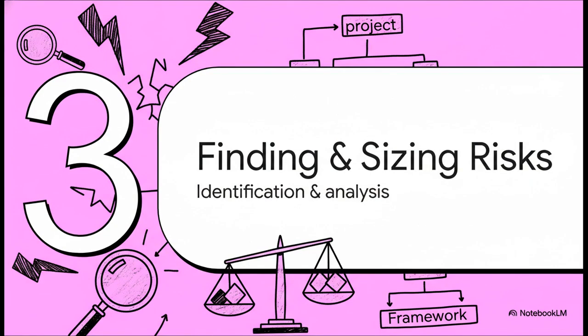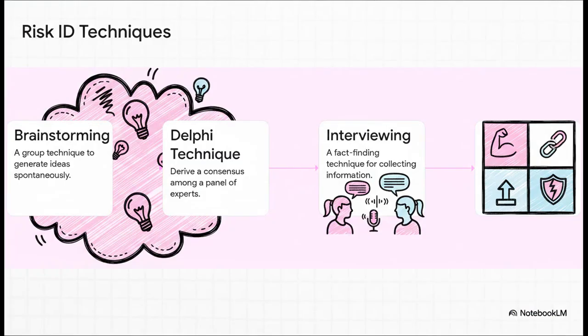So once you have that framework built, it's time to roll up our sleeves and actually start finding the specific risks that could impact your project. And project managers have a whole bag of tricks for this. You can do a classic team brainstorming session. You could use something called the Delphi technique, which is a neat way to get an honest consensus from experts without them influencing each other. You can, of course, just go out and interview people. Or you can do a SWOT analysis, looking at your project's strengths, weaknesses, opportunities, and threats.